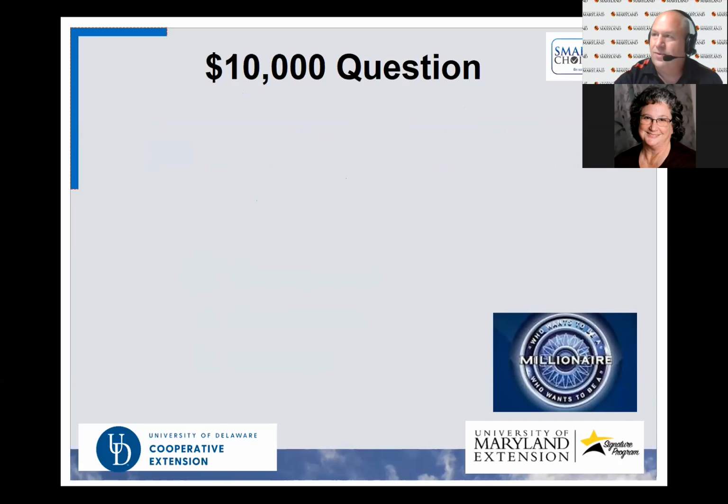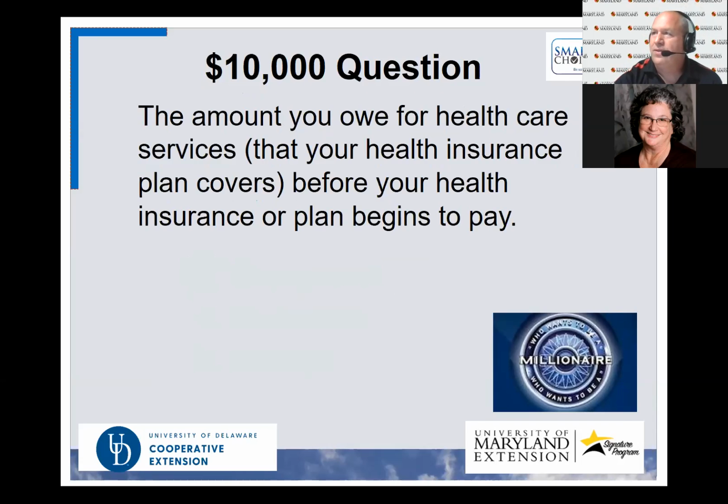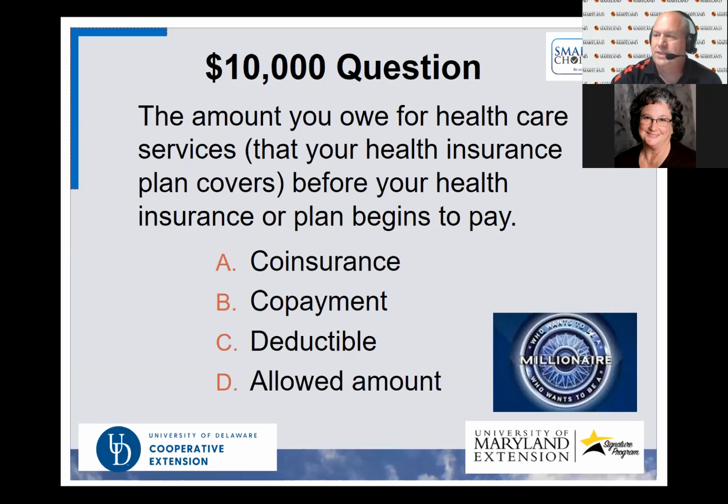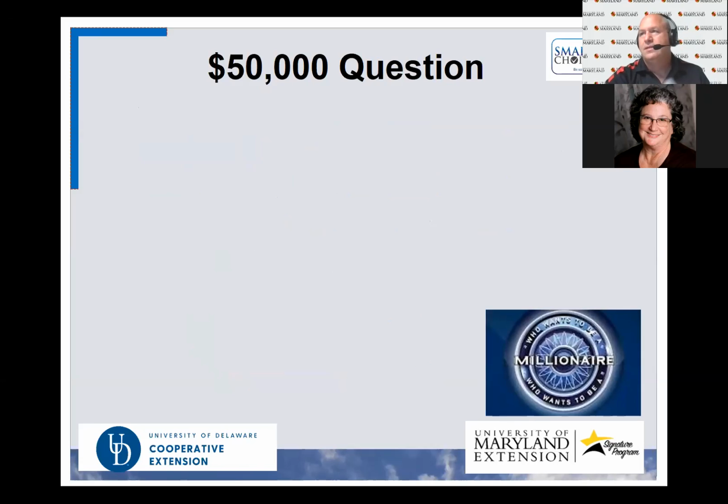Moving on to our $10,000 question. The amount you owe for healthcare services that your health insurance plan covers before your health insurance plan begins to pay. Your options are co-insurance, co-payment, deductible, and allowed amount. C's and deductible. Absolutely correct. I think we're working towards a bunch of millionaires here. I know. I'm glad that check's coming from University of Delaware Cooperative Extension, right?